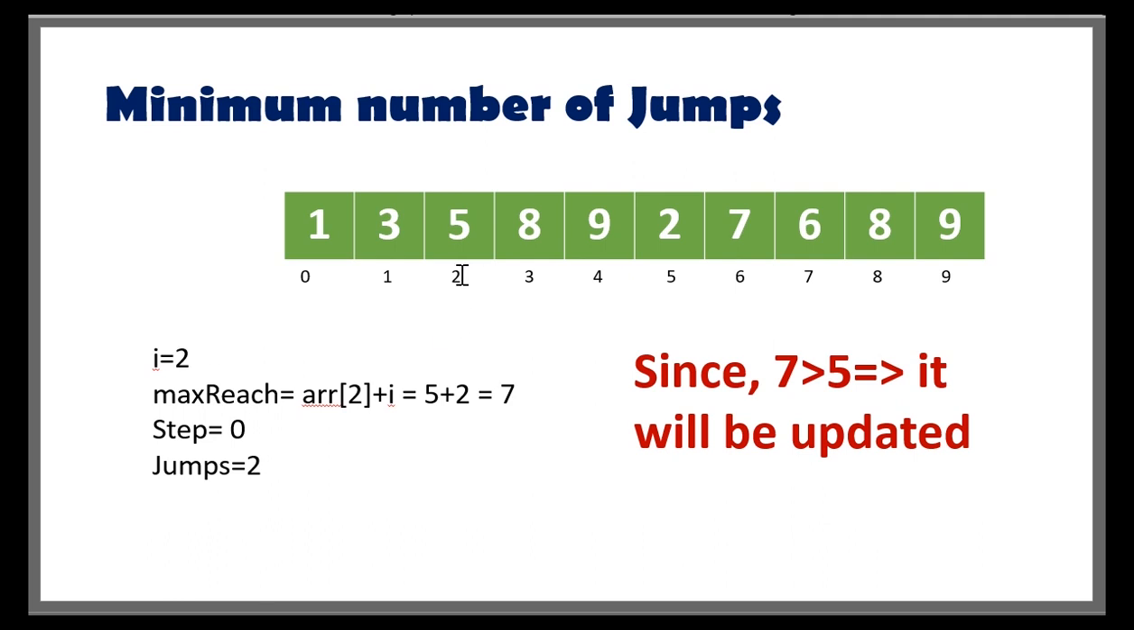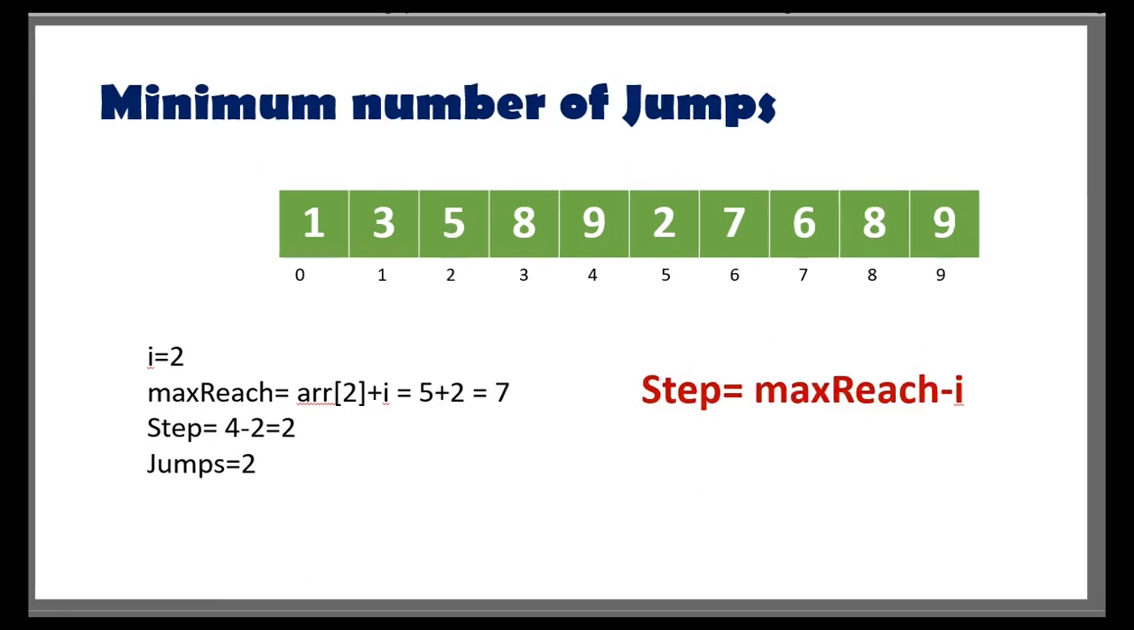For the next index, which is I is equal to 2, maximum reach will be 5 plus 2, which means array of 2 plus I. Okay, so it is 7. So the value of step will be updated now, since it was 0 in the previous step. It will be updated by maximum reach value minus I. So people, when you are coming to this step, at that time the value of maximum reach was 4. So it will be updated by 4 minus I, which is 2, so this will be 2, and jumps will remain 2 only, because the value of step is still 2. Jumps will only be updated when the value of step is 0.